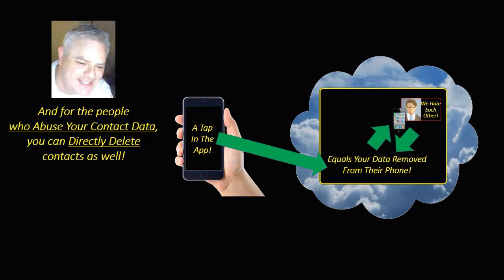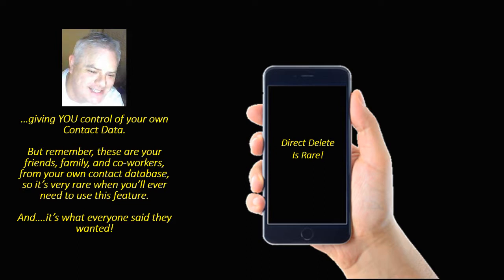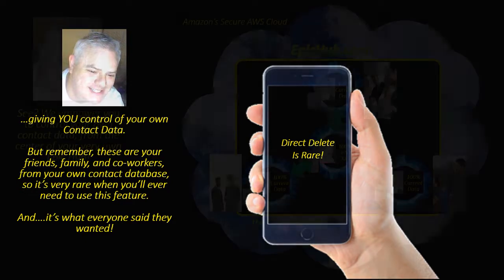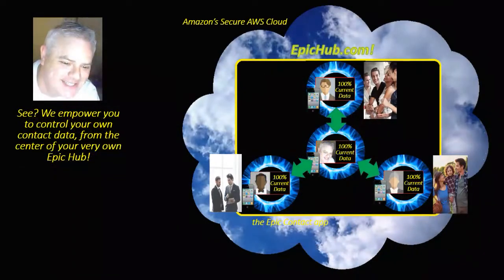That means a tap in the app equals your data removed from their phone, giving you control of your own contact data. But remember, these are your friends, family, and coworkers from your own contact database. So it's very rare when you'll ever need to use this feature. And it's what everyone said they wanted. So we added it in. See, we empower you to control your own contact data from the center of your very own Epic Hub.